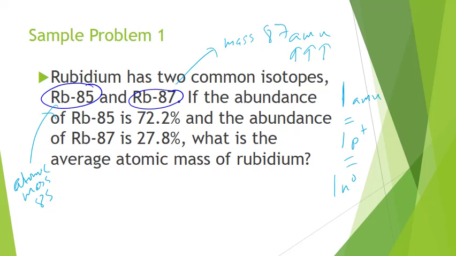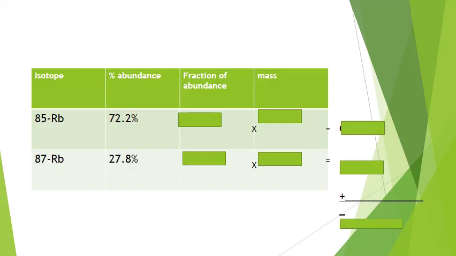So if the abundance of Rb-85 is 72.2% and the abundance of Rb-87 is 27.8%, what is the average atomic mass of rubidium? Okay, so these are our two pieces of information. Let's see what we can do with them. So we have our isotope, our rubidium-85, and we have this relative abundance.